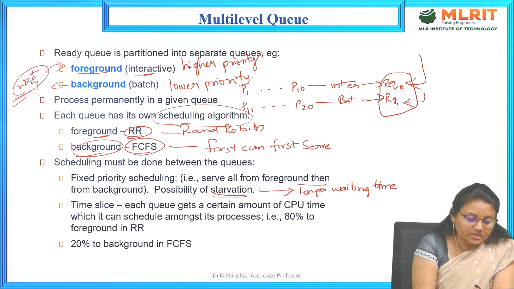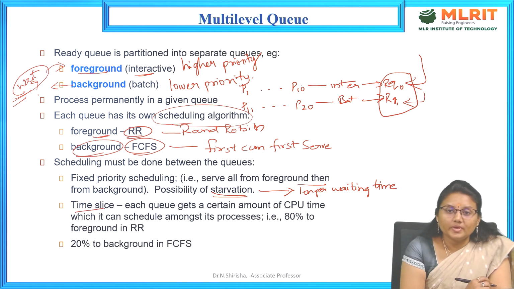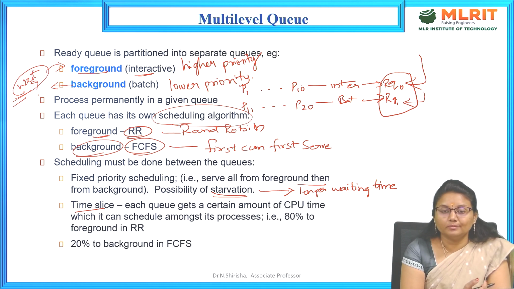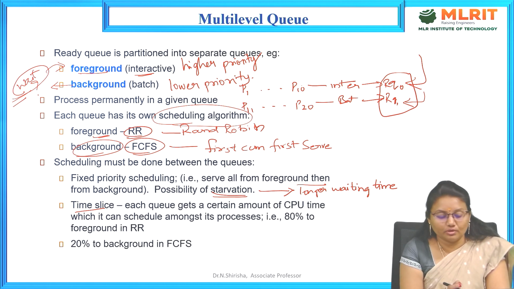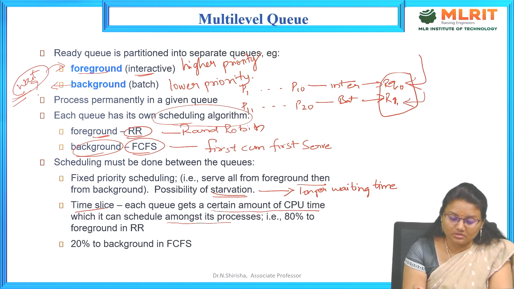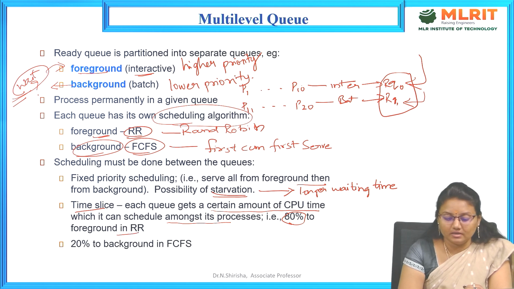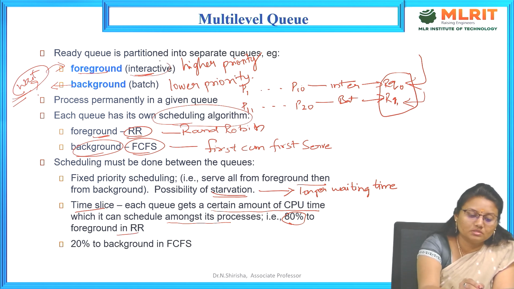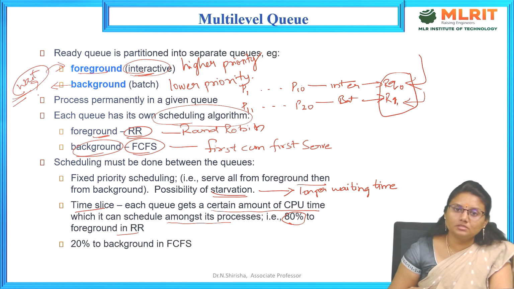Now, time slice. Time slice is where you give a time slice to a process so that the process can execute only for that particular time period, and it gives a chance to the rest of the processes. With time slice, each queue gets a certain amount of CPU time which it can schedule among its processes, that is 80% to the foreground in the RR. So whatever foreground processes are given, all the processes should get a chance for their execution.